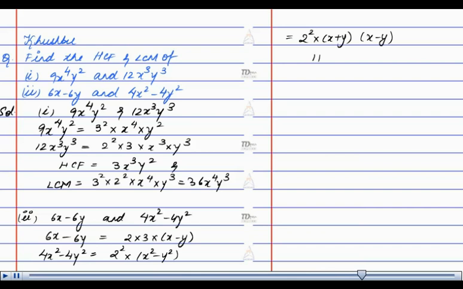This gives the HCF as 2 into (x minus y) and the LCM as 2 square into 3 into (x minus y) into (x plus y), that is 12 into (x square minus y square). This is the required solution.